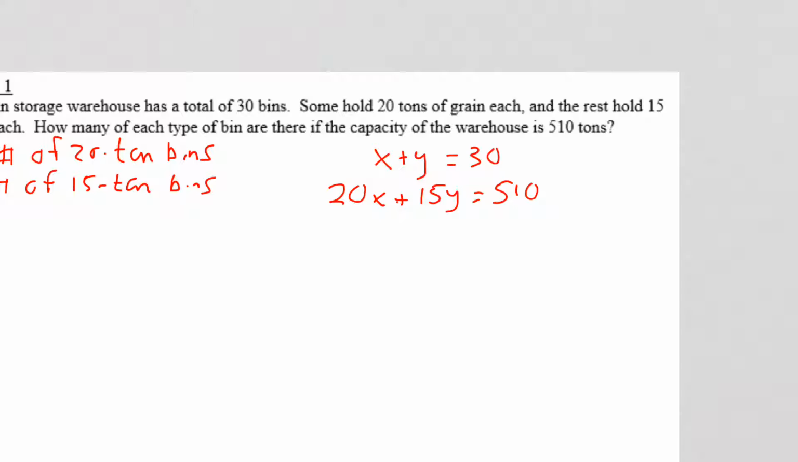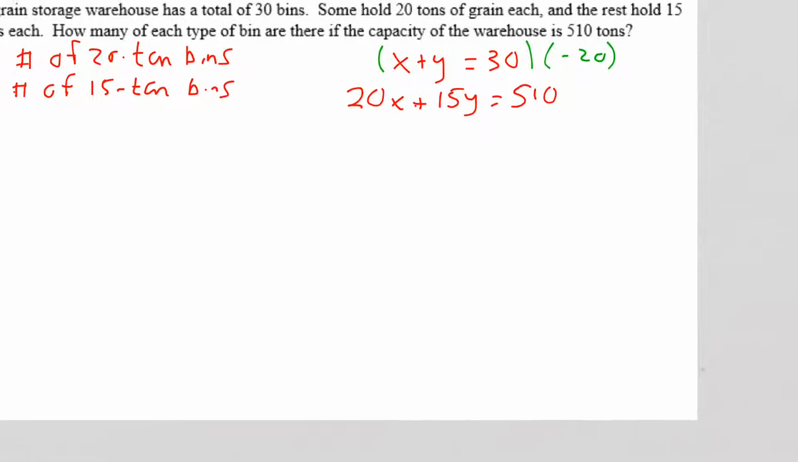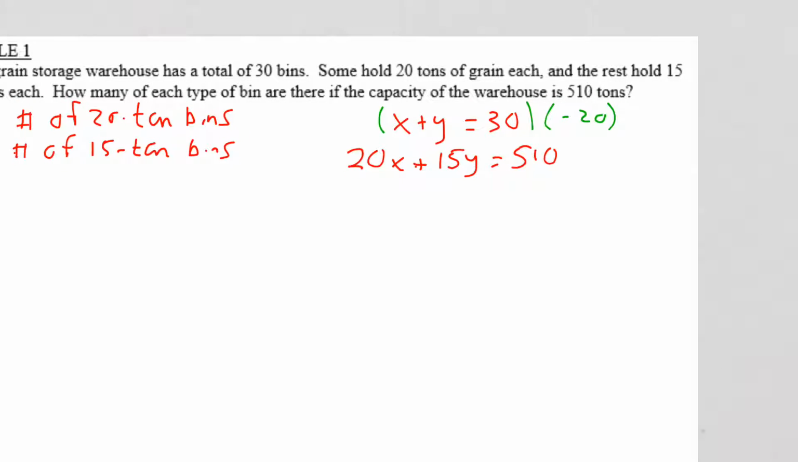So the process of solving it, you can choose substitution or elimination, whichever you choose. It's really up to you. I'm going to choose elimination, and what I'm going to do is take this top equation and multiply it by negative 20 in order to eliminate the x. That's going to give me negative 20x minus 20y equals negative 600. Our other equation is 20x plus 15y equals 510.